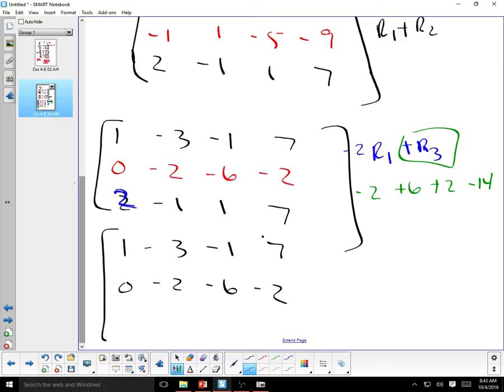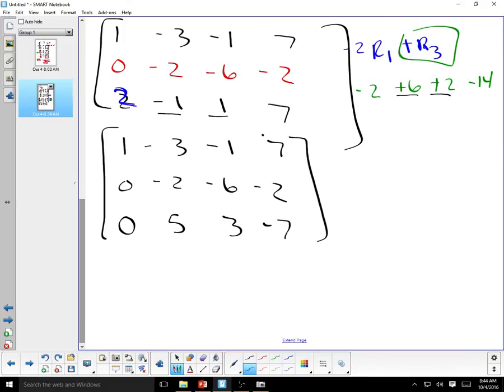Now, row 3 is the one that's going to change. So what I need to do is add these numbers to that row. So 2 minus 2, 0. Negative 1 plus 6 is 5. 1 plus 2 is 3. And 7 minus 14 is negative 7. And there is my new matrix.